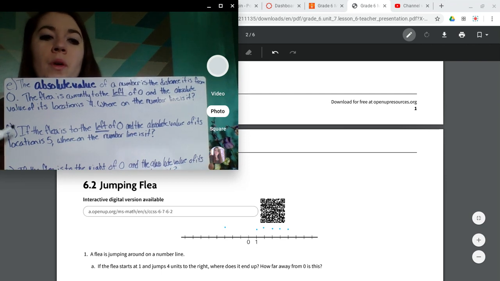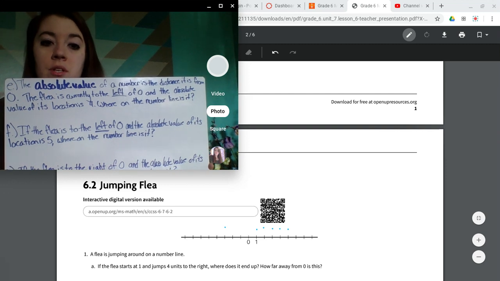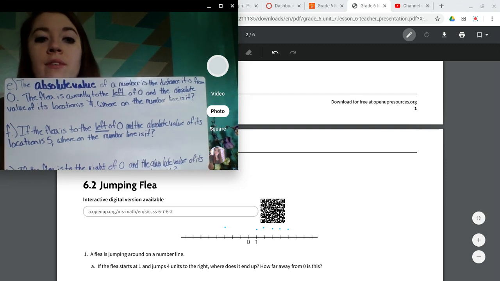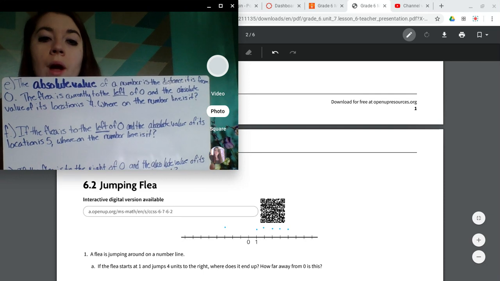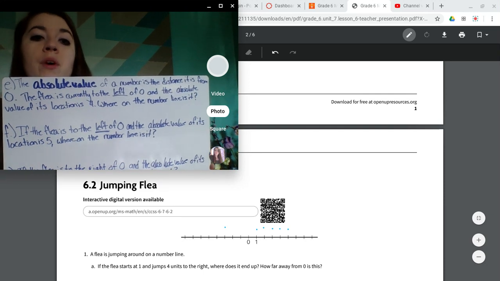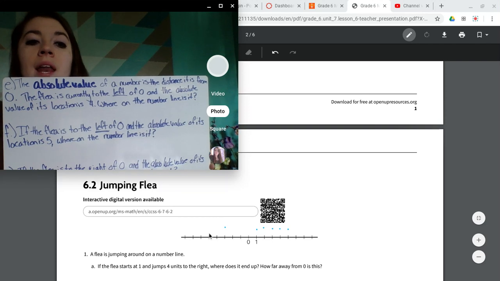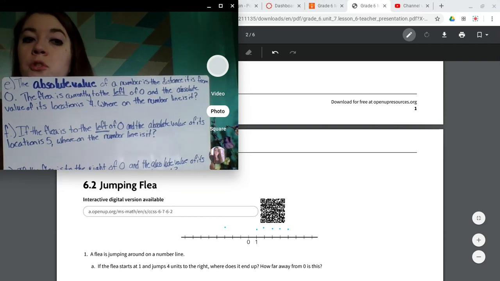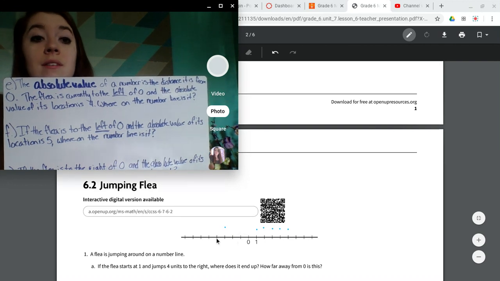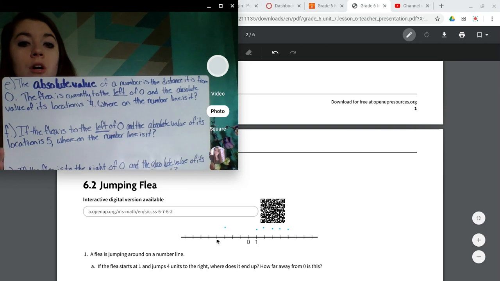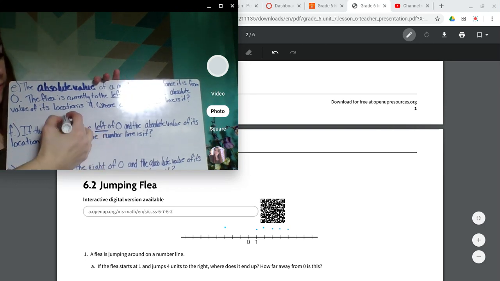All right, so with this question then, talking about the absolute value, the flea is currently to the left of 0, and the absolute value of its location is 4. So where on the number line is it? So if we know that it's over on the left somewhere, and we know it has a distance or an absolute value of 4, then we go 4 to the left from 0, which will give us -4. So it's currently at -4.